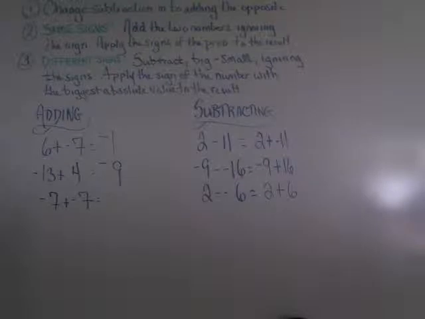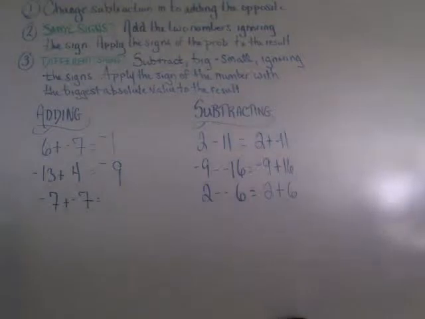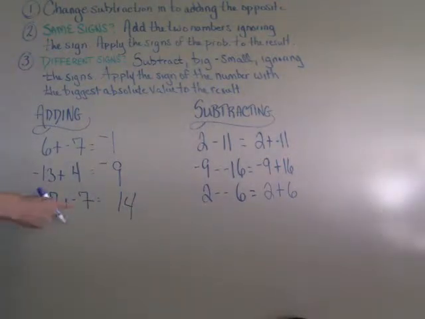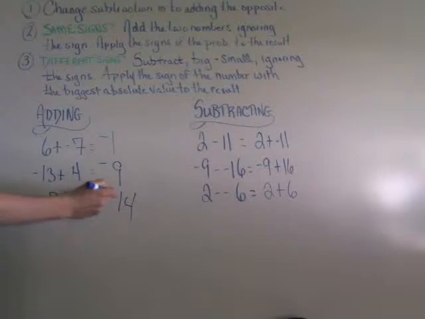Now, this last question, -7 plus -7, is different. Here we have the same signs. They're both negative numbers. When we have the same signs, we simply add the 2 numbers, ignoring the sign. So we have 7 and 7, which goes together to make 14. And then since both of these numbers are negative, my answer must be negative as well. And that's how I come up with -14.